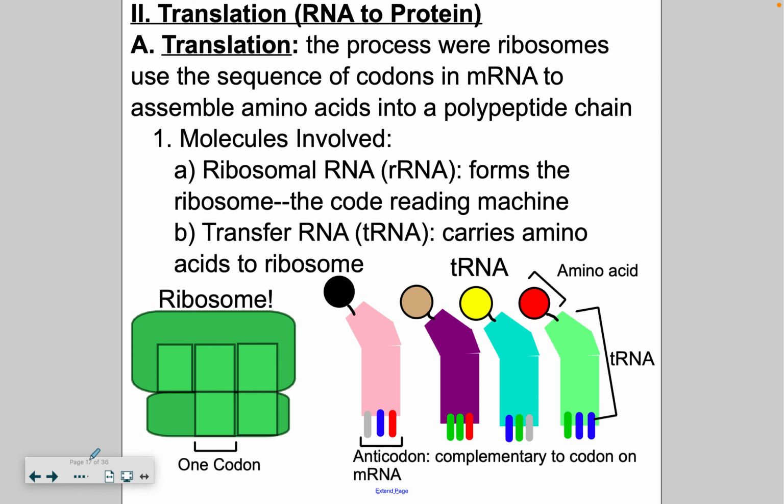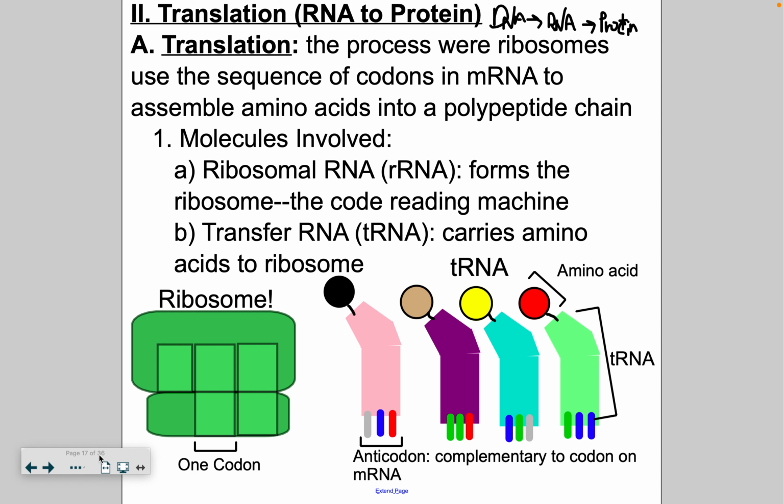Okay, so how does translation work? Well, first off, what is it? Well, we are going from RNA to protein. So we started this chapter talking about DNA going to RNA in the process of transcription. And now we're finishing it, RNA to the protein in the process of translation. Molecules involved, wow, that's supposed to say protein. Molecules involved, all 3 types of RNA. We have messenger RNA, ribosomal RNA, which is going to form the ribosome, and then transfer RNA, which is going to carry the amino acids.